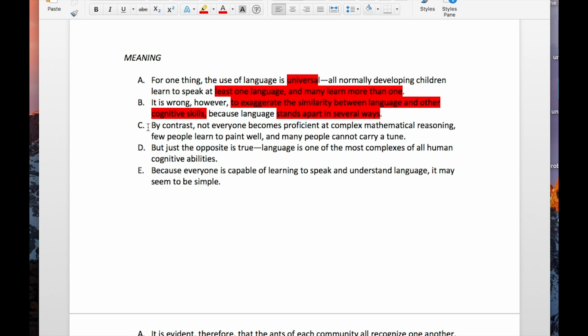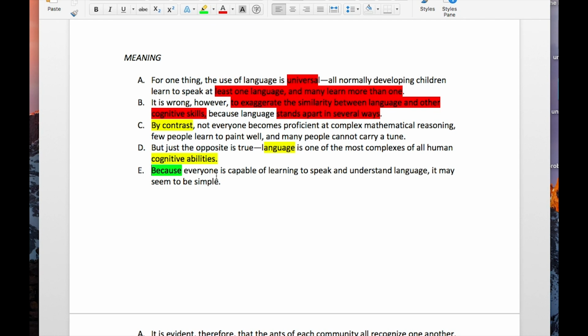And C talks about by contrast. There must be something mentioned before that is different. Not everyone becomes proficient at complex mathematical reasoning. Few people learn to paint, and many people cannot carry a tune. So this is something quite different from before, right? So we keep in mind. And then D talks about the but, just the opposite. What kind of opposite? Language is one of the most complex of human cognitive skills. So this talks about the connection between language and cognitive skills. And E talks about because, there must be a reason before.